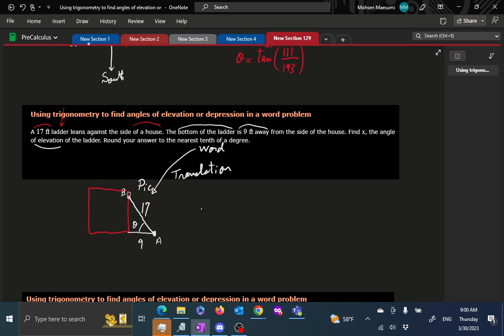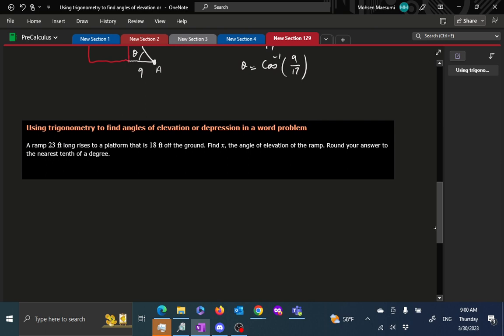So the translation is 95% of it, and you want to go through that translation. Once you're there, what is next? Well, what trig relationship connects this angle to this and that? This is right next to it, so it's adjacent, and this is hypotenuse. So we are going to have cosine of theta is 9/17. So theta is cosine inverse of 9/17. And again, you want to round it to the nearest tenth, and you want to make sure your calculator is in degrees, and then you'll be all good to go.